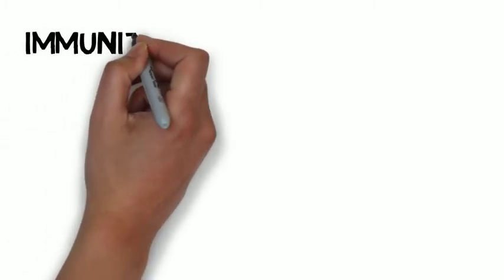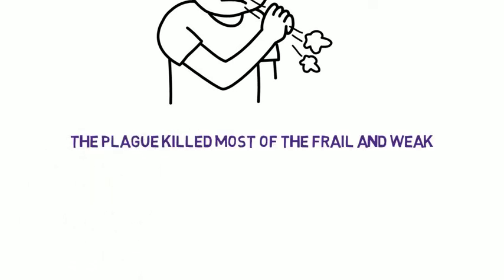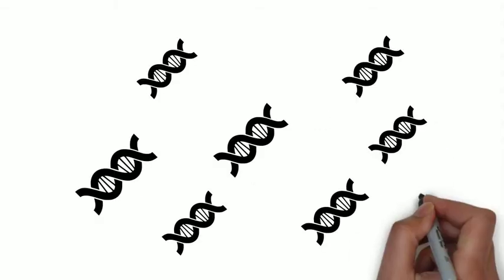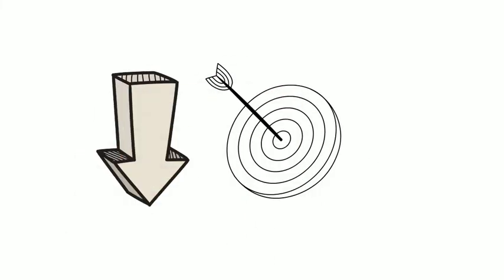Immunity. The plague targeted those that were already weak and frail. This left behind a stronger population where individuals most likely carry genes that help them resist the illness. With a stronger population with a stronger gene pool, Yersinia pestis ran out of targets.